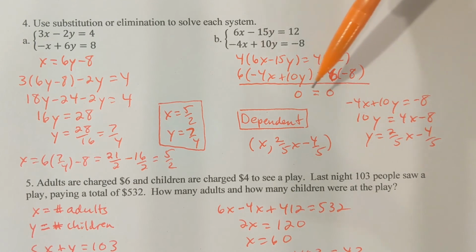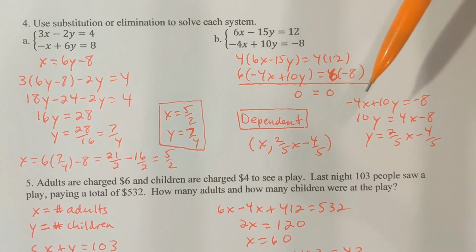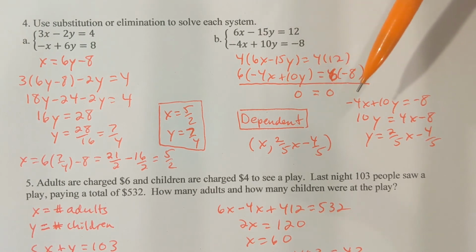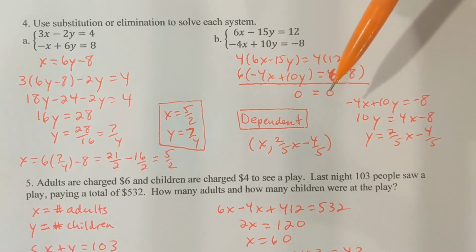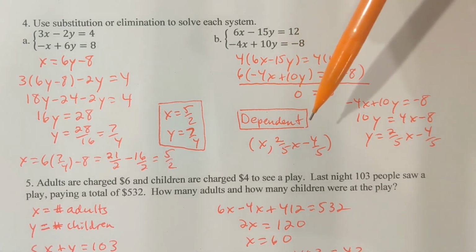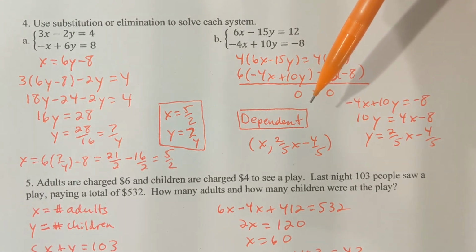So we end up getting 0 equals 0, which we already know, 0 equals itself. But this is a true statement, right? Unlike in the last problem, where we had 0 equals negative 4. That's not true. This is a true statement. In this problem, we have a dependent system. A dependent system just simply means that there are infinitely many solutions to the system.